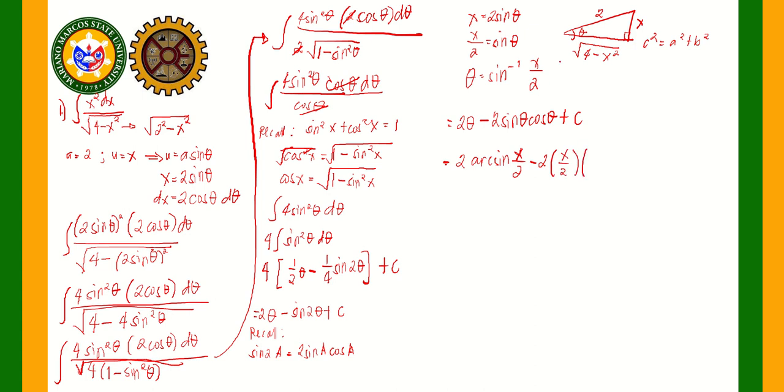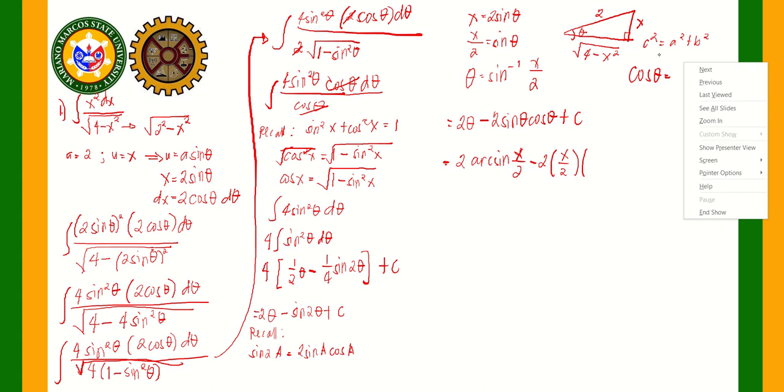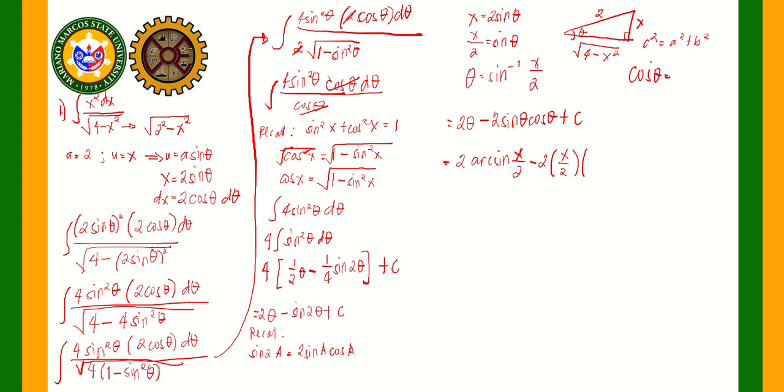Now, what is cosine theta? Again, magbe-base ulit tayo dito sa Pythagorean theorem natin. If we recall, cosine theta, opposite over hypotenuse. So, our cosine theta will be opposite, that is x over, hindi pala opposite. Adjacent pala yun. So, adjacent over hypotenuse. So, yung adjacent natin is the square root of 4 minus x squared over our hypotenuse, that is 2. So, yun yung ilalagay natin dito. Square root of 4 minus x squared all over 2.